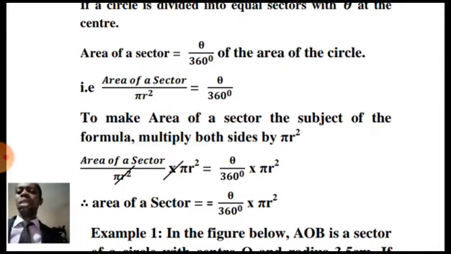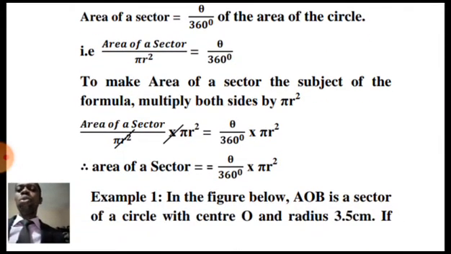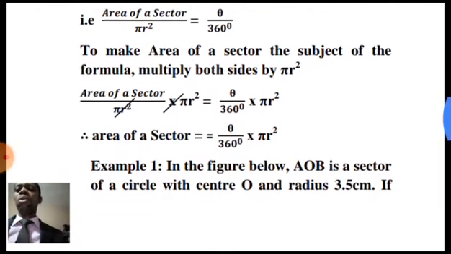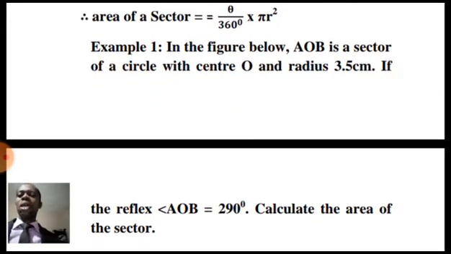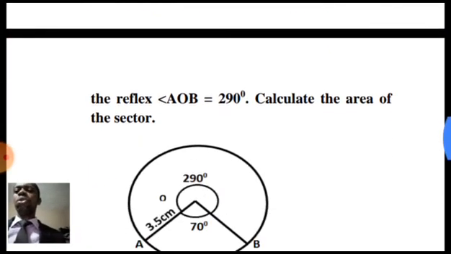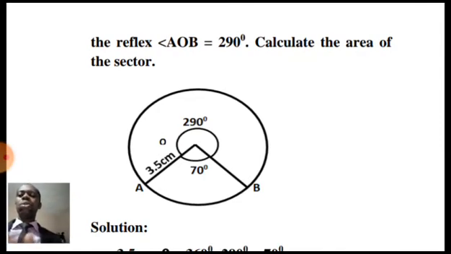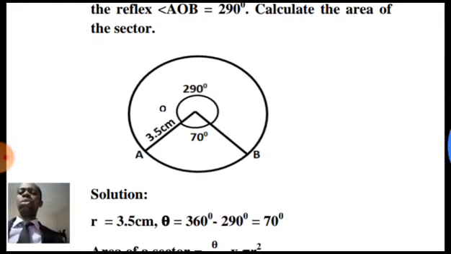Now let's quickly look at example 1. In the figure below, AOB is a sector of a circle with center O and radius 3.5 centimeter. If the reflex angle AOB is 290 degrees, calculate the area of the sector. So this is the diagram that we are going to use. Now, the first thing we need to do is to write out the salient points. Radius is 3.5 centimeter. Theta is equal to 360 minus 290 degrees, and that will give us 70 degrees.